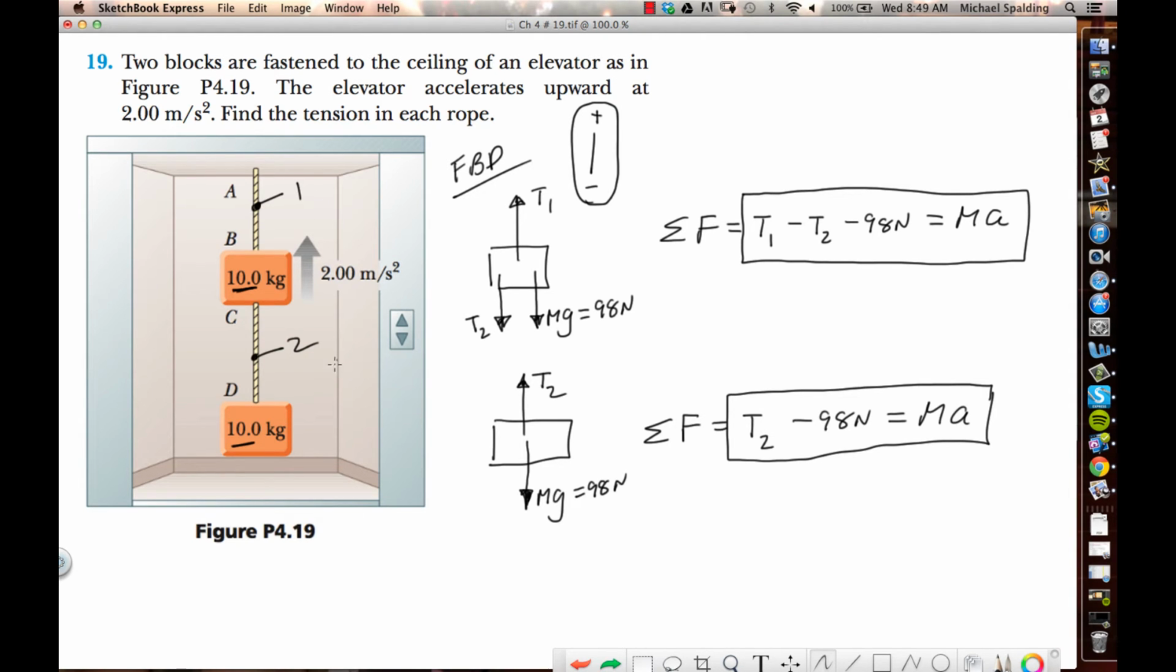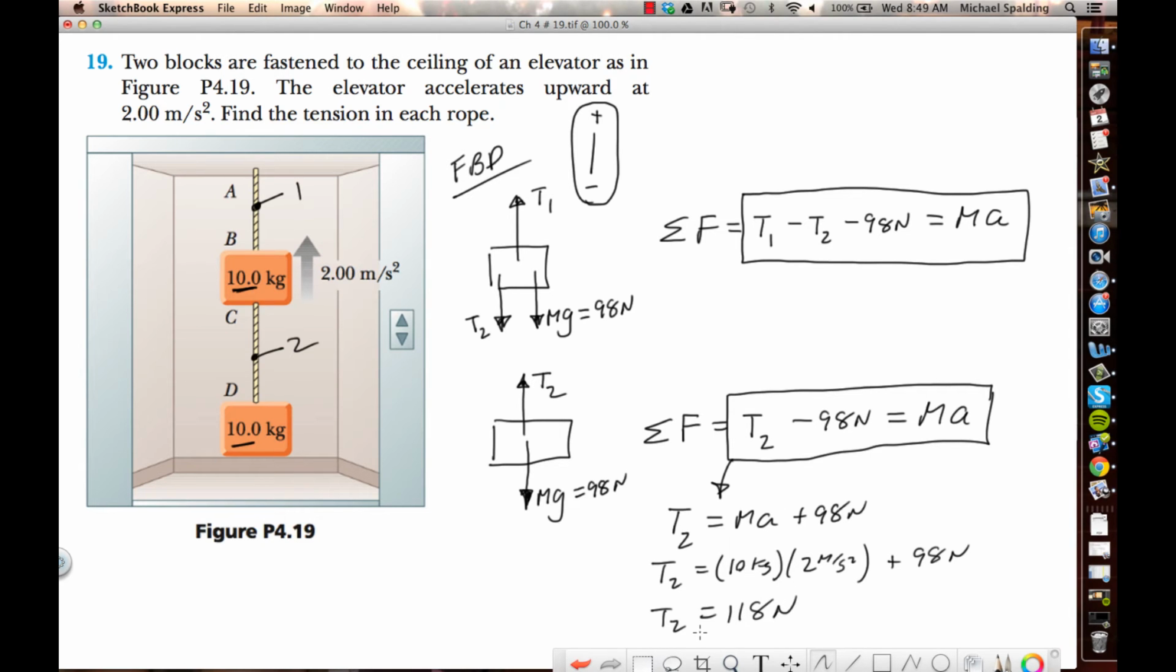Okay, so now guys, what do we have here? We have 2 equations and two unknowns. If you have two equations and two unknowns, can you solve it? Yeah. So take the bottom equation right here. T2 is going to equal MA plus 98, when you rearrange it, 98 newtons. So plug in now. The mass is 10 kilograms, the A is 2, positive, it points up, and then plus 98. So T2 comes out as 118.